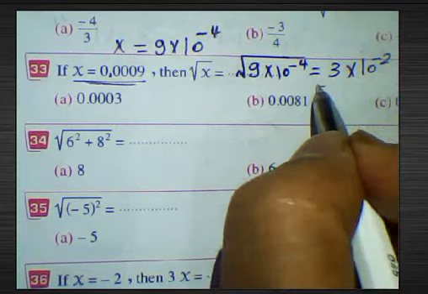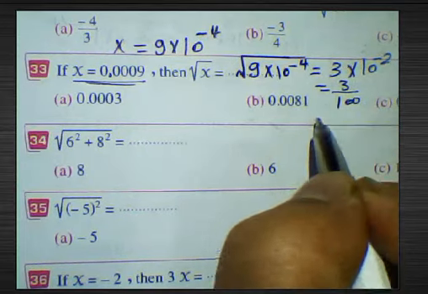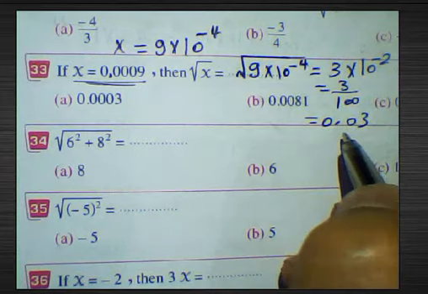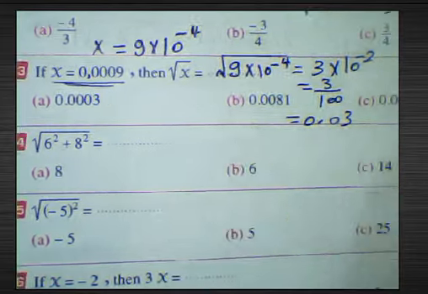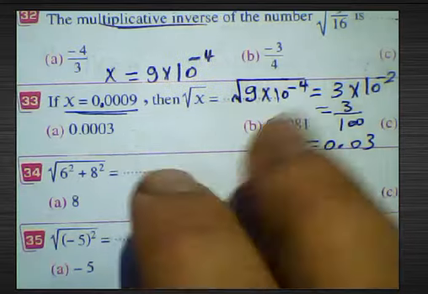Who can tell me the result? The result is about 3 over 100. Over 100 means it will be hundredths, so 3 hundredths, which is letter D. You can use a calculator to find the result.